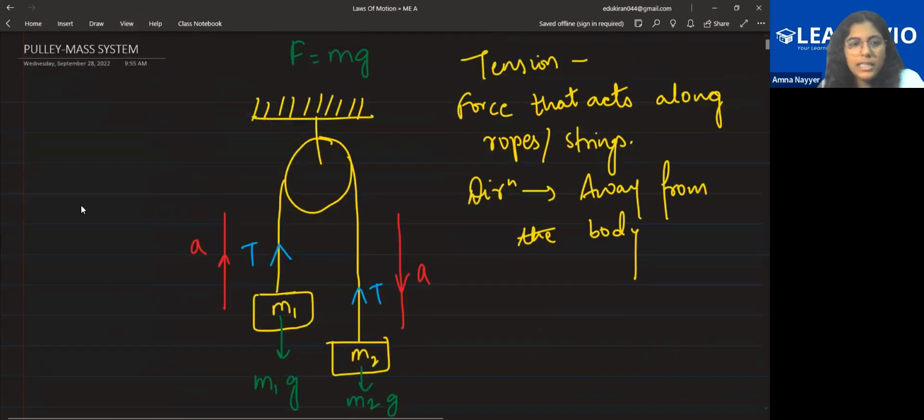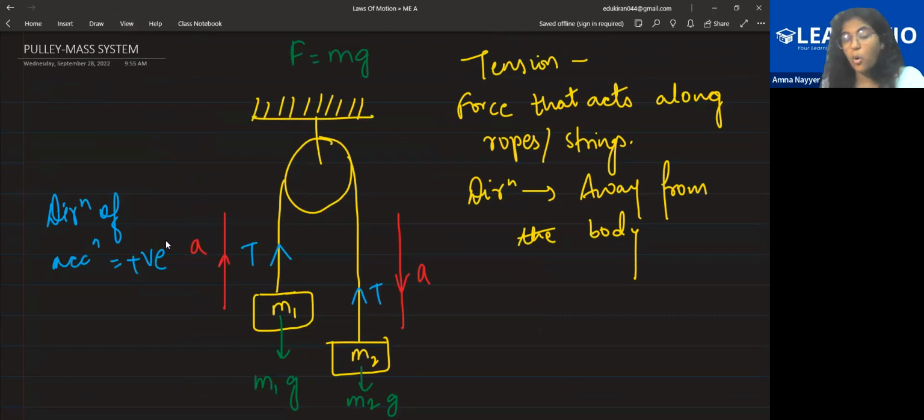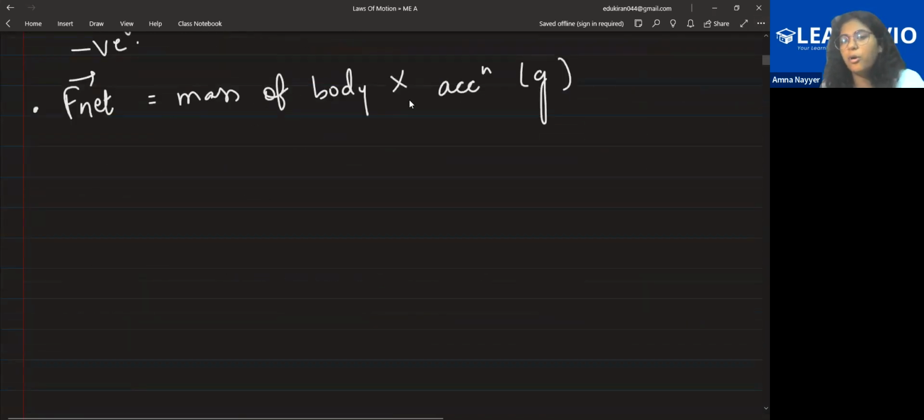Now remember one thing, direction of acceleration is taken positive. So all the forces acting along the direction of acceleration will be taken positive, and all the forces acting in the opposite direction to that of acceleration will be taken negative. Okay, along acceleration positive. Now our task is that we want to find out this mass of body into acceleration. Simply we know one thing, F is equal to ma. Mass is given, acceleration is a. What is the net force for each of them?